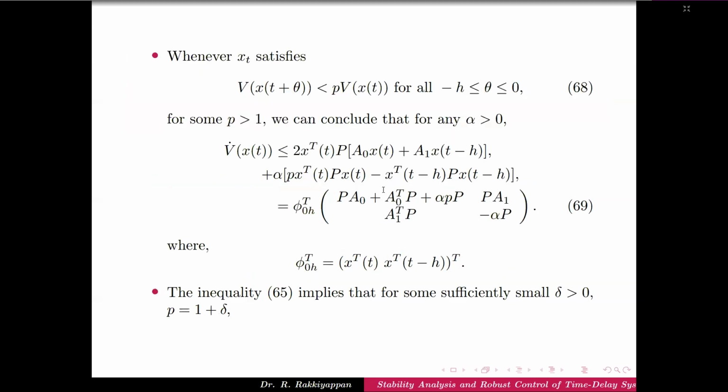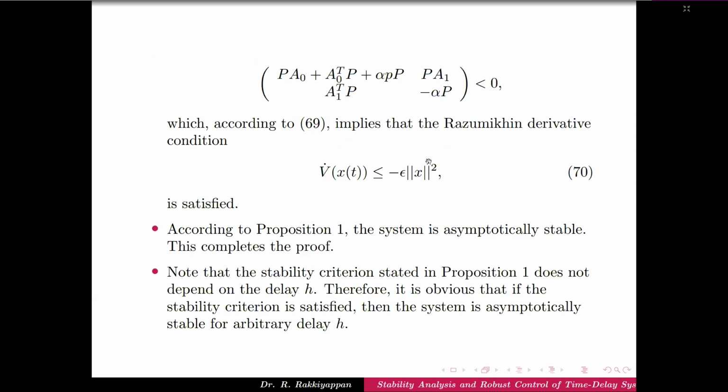So this is the procedure for deriving the theorem. And then according to this result, inequality 70, the system is asymptotically stable, with respect to the derivative of the Lyapunov function being less than 0.